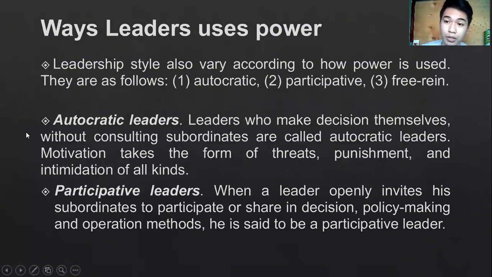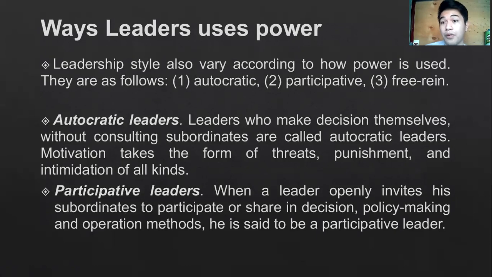Leaders who make decisions themselves without consulting subordinates are called autocratic leaders. Motivation takes the form of threats, punishments, and intimidation of all kinds. The autocratic style is effective in emergencies and also when absolute followership is needed. An example of it is a civil engineer in charge of constructing a temporary bridge over one that has currently been damaged.